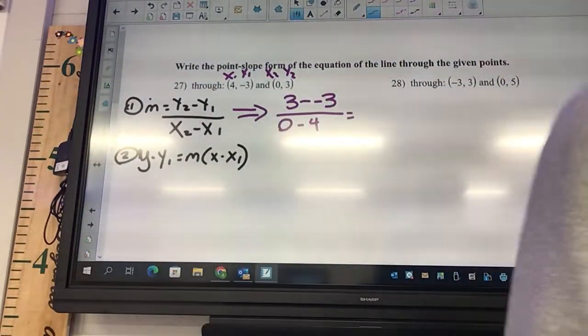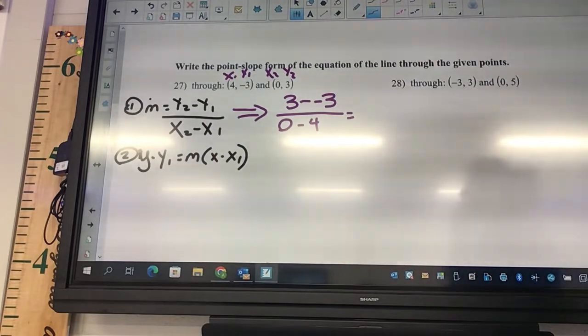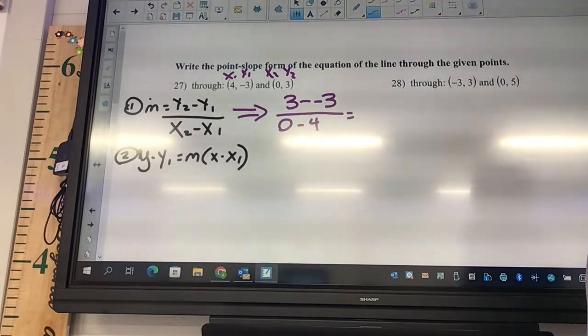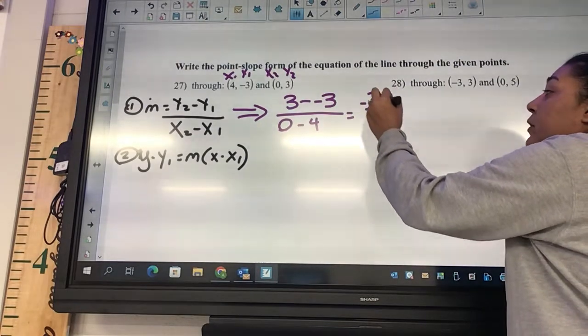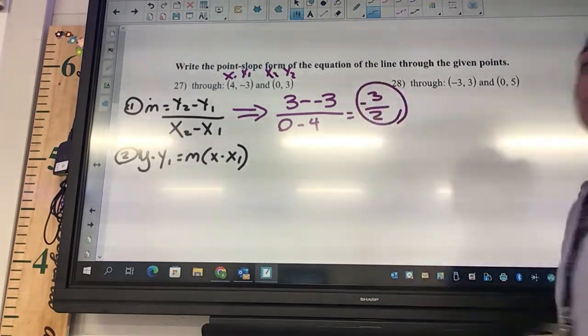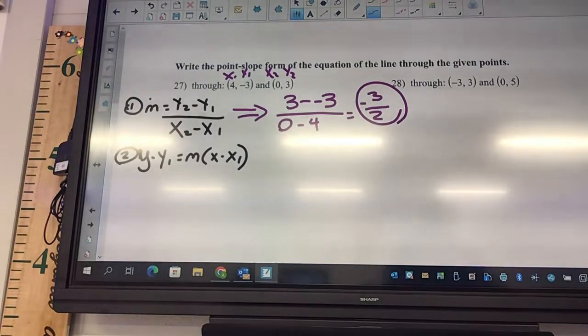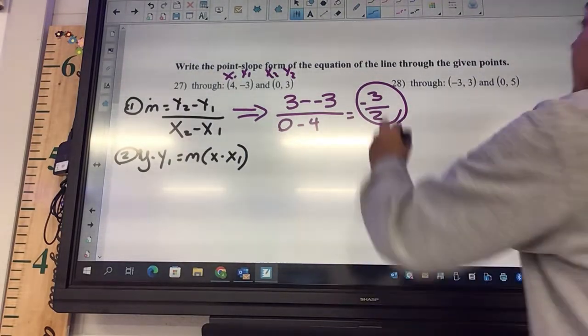Somebody agree? I don't think that's right. Negative 3 over 2. That's because 6 over 4 simplifies. And what is this? What did we just find? The slope, okay, our m.